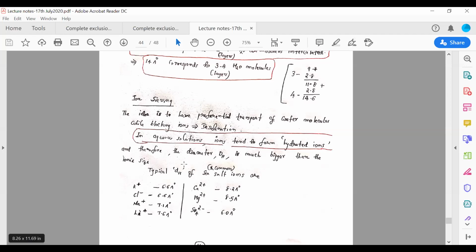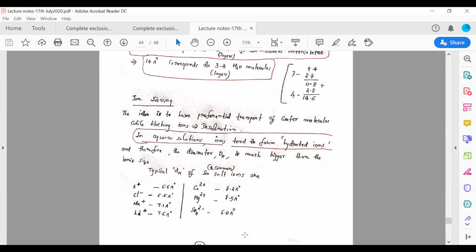So if I give you these, these are the sizes of the typical sea salt or common salt ions, typically used in experiments. So for example, potassium K plus. This is hydrated K plus. It has 6.6 Angstrom. Cl minus. These are all hydrated sizes, hydrated diameters. DH is the hydrated diameter. So you see, these are all in the range of around 6 to 9 Angstrom.